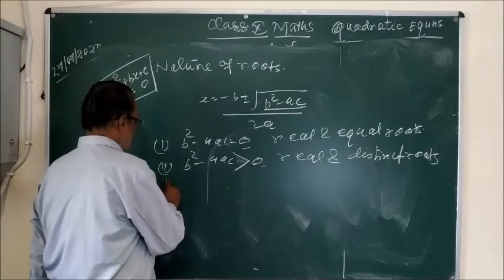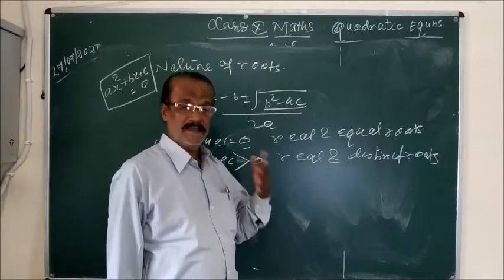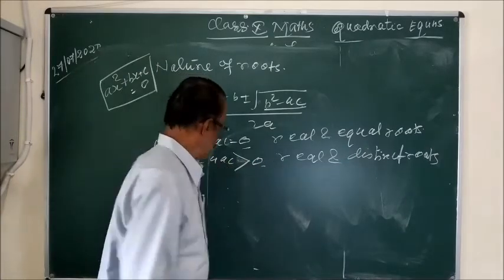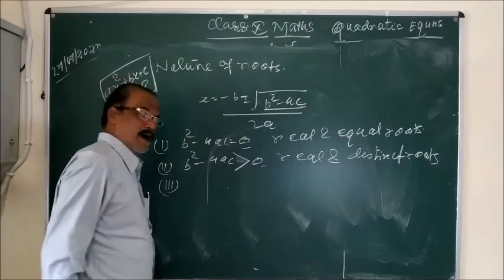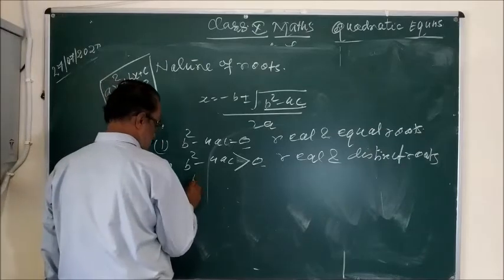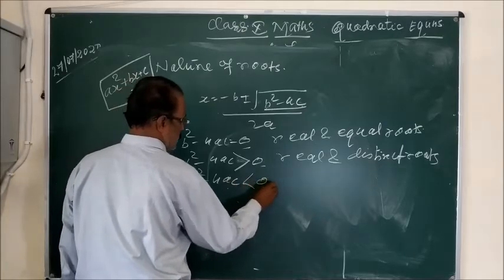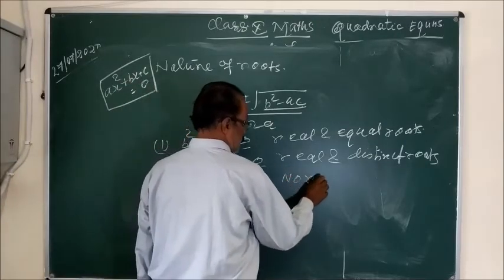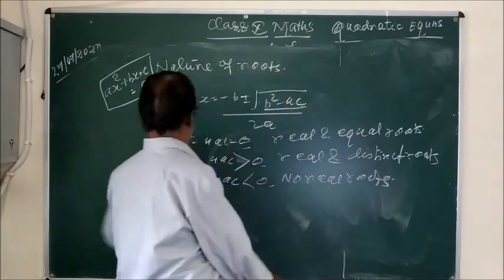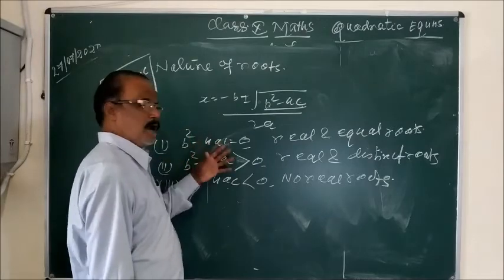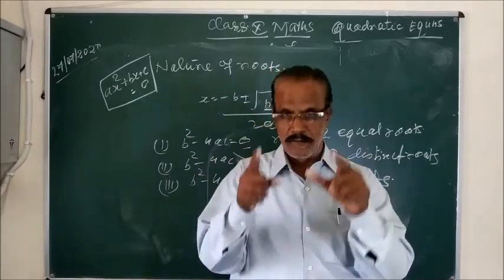And the third condition: suppose this discriminant becomes less than 0, that is negative. You know very well there is no square root of any negative number. So third, if b squared minus 4ac is less than 0, there is no real root. So these are called the nature of the roots. If you have to solve the equation, better you find b squared minus 4ac; it will decide whether the equation has roots or not.